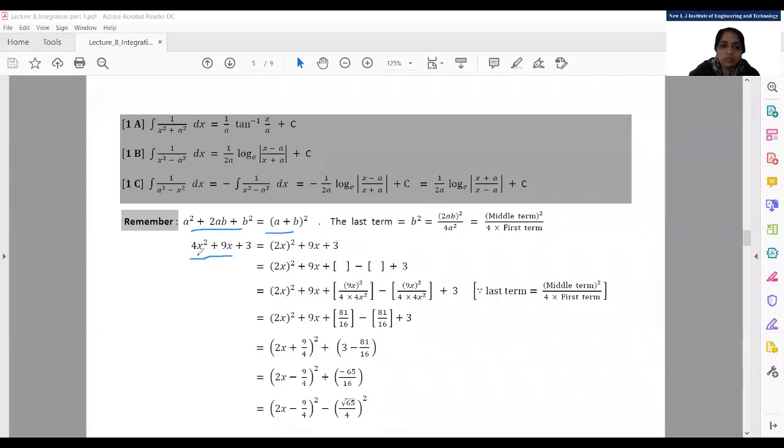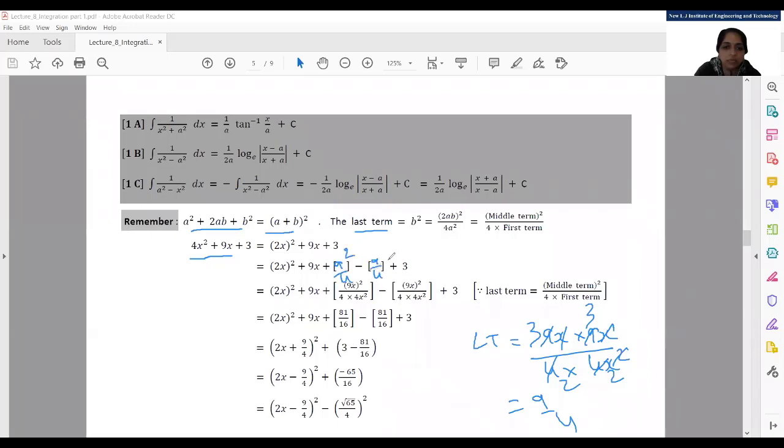Like if our given quadratic is 4x square plus 9x plus 3, so the 4x square is a perfect square, 2x whole square, 9x is our middle term, but 3 is not a perfect square. So for finding the last term by applying this formula, what is our last term? It is the middle term square upon 4 into the first term. The middle term is 9x, so 9x into 9x upon 4 into the first term, and our first term is 4x square. So by simplification, my answer will be 9 by 4. So my last term is 9 by 4 whole square.